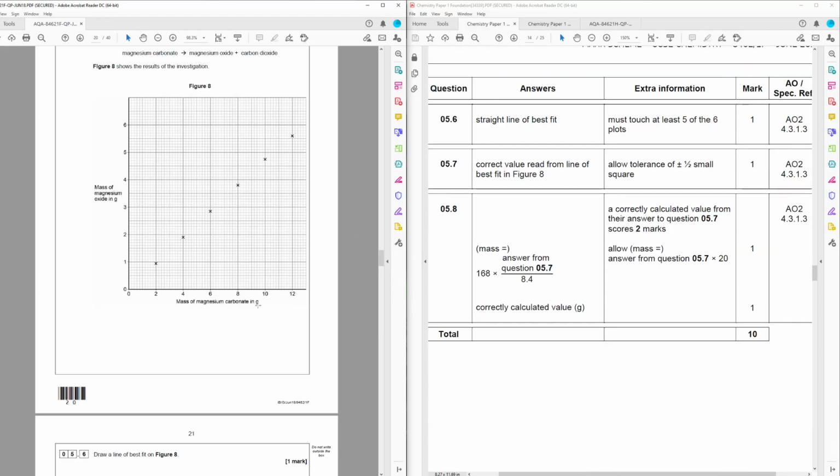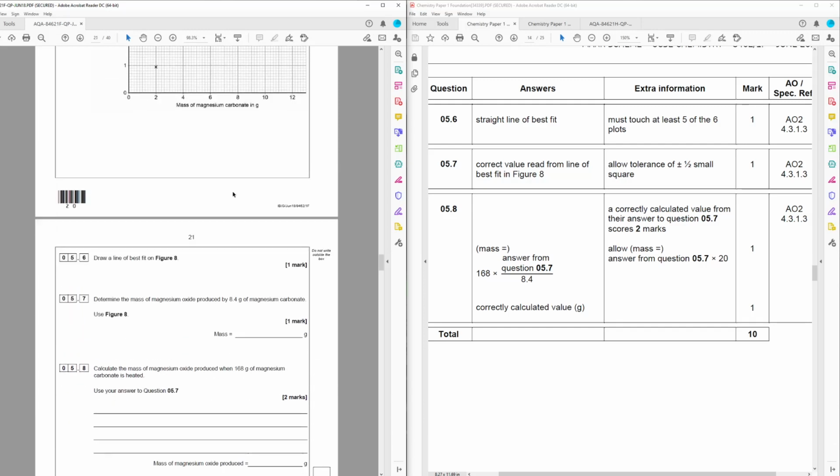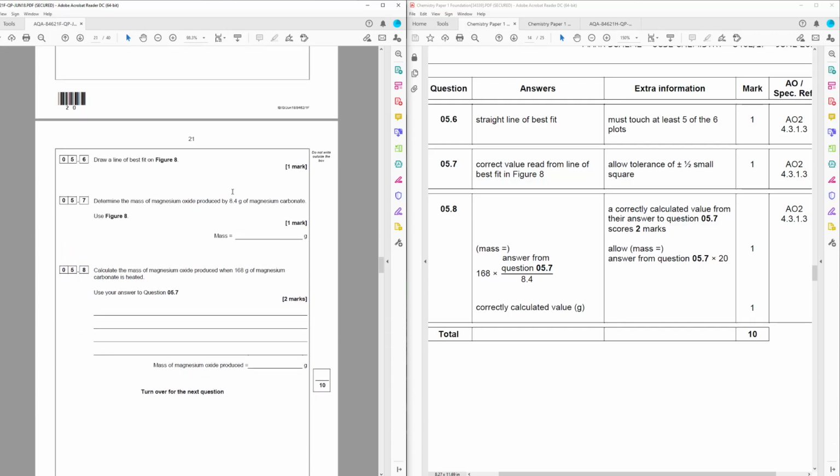If you're doing that right, and I'm just looking at my screen now, that should be pretty much about 4 grams of magnesium oxide. And obviously, if you did 4 little notches along, that would cost you the mark in this one, but wouldn't cost you the mark in the next one. If you use the wrong answer to then start your calculation for 5.8, then you would get the right answer.